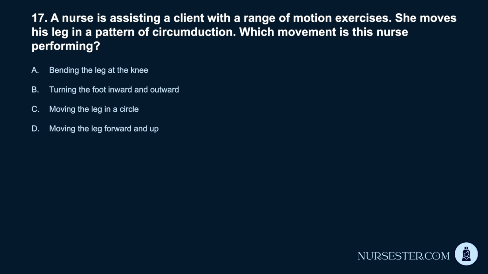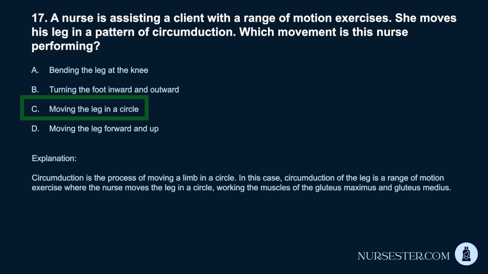17. A nurse is assisting a client with range of motion exercises. She moves his leg in a pattern of circumduction. Which movement is this nurse performing? A. Bending the leg at the knee. B. Turning the foot inward and outward. C. Moving the leg in a circle. D. Moving the leg forward and up. Correct answer: C. Moving the leg in a circle.